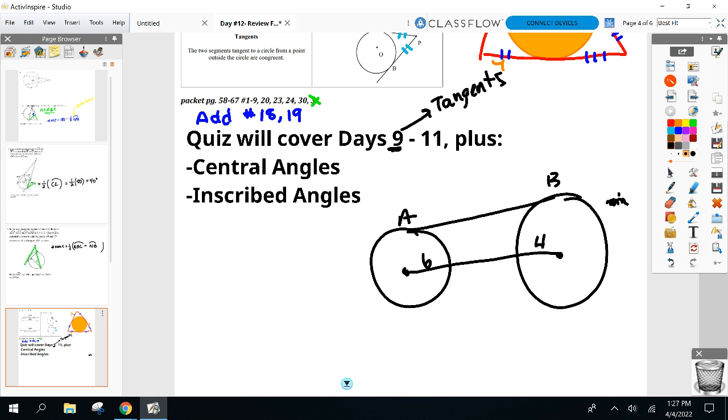All right, you got. Oh, sorry, Eva, go ahead. So there's not going to be any... Nope, no circumference, no arc length, nothing. Okay. Yep. Only days 9 through 11. Anything else? Okay, so you can get working on that.